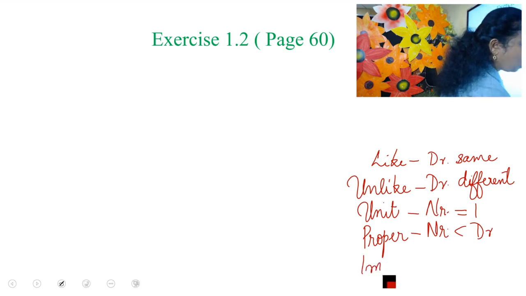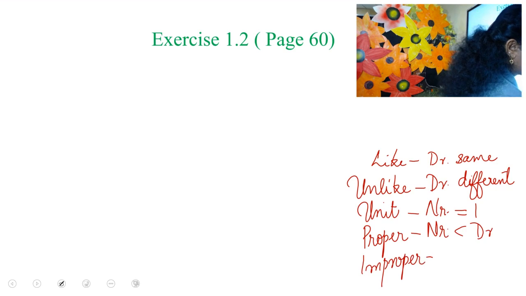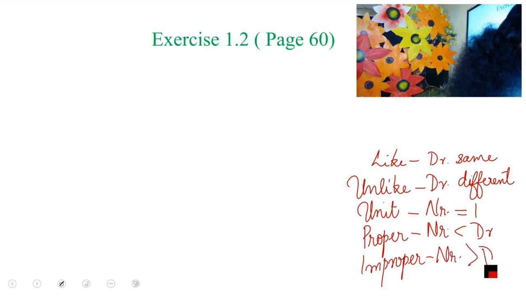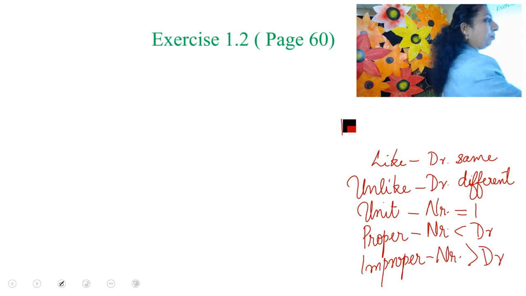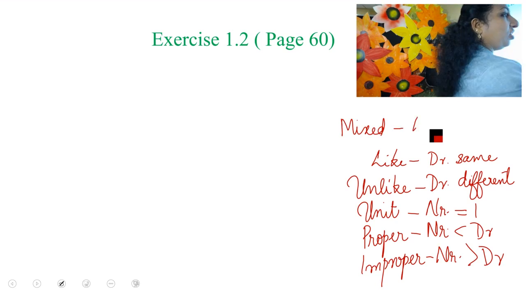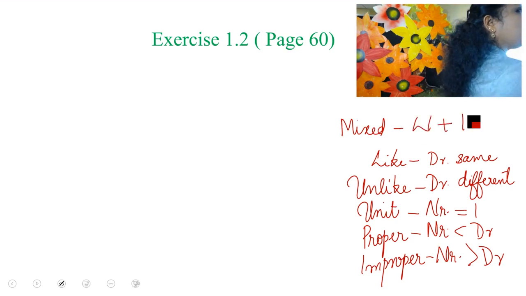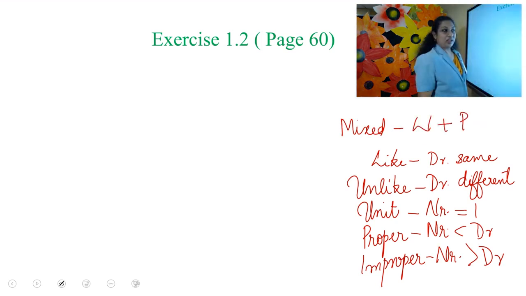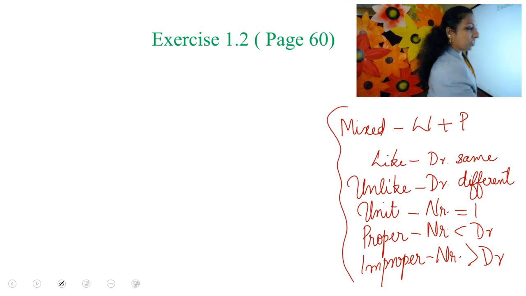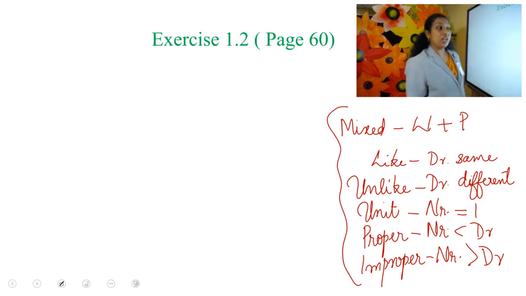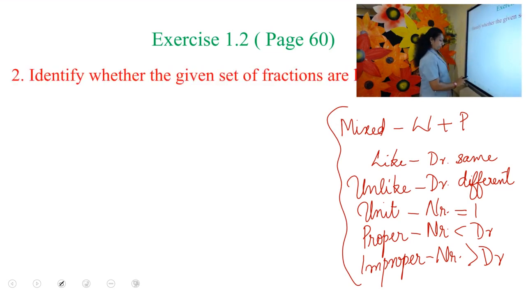Then improper fraction, numerator is greater than denominator. And mixed fraction, there will be a whole number plus the proper fraction. These types of fractions, 6 types of fractions are there. You have to learn all those things. So let's do the problem.